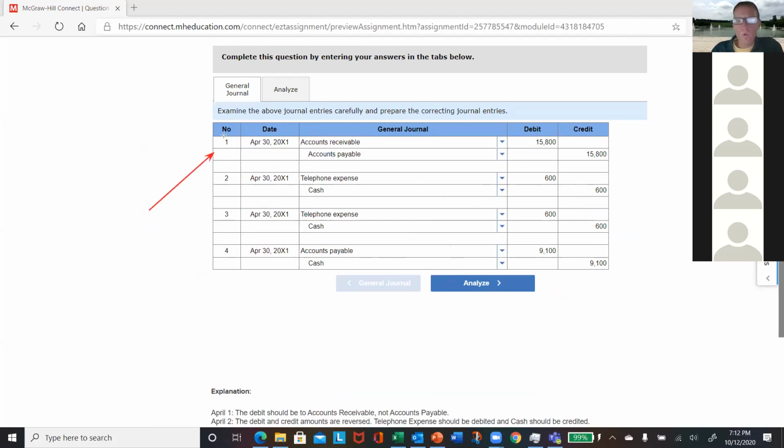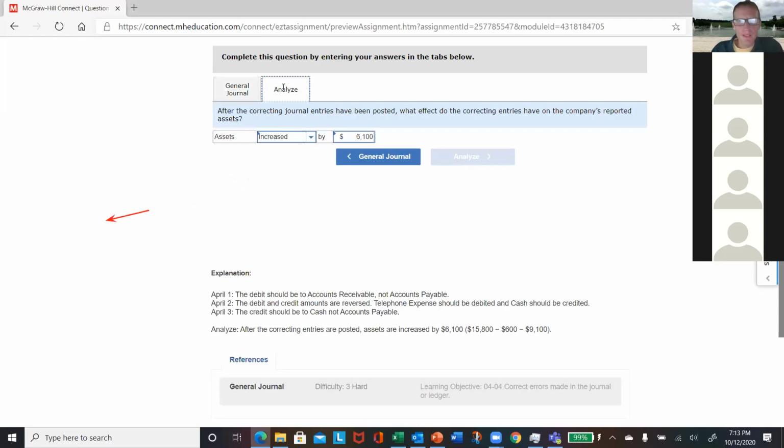It says examine the above journal entries carefully and then prepare the correcting entries, which we did. And then the question clearly states, after the correcting entries have been posted, what effect do the correcting entries have on the company's reported assets? They should have decreased by that net effect. It should have been 5,500.